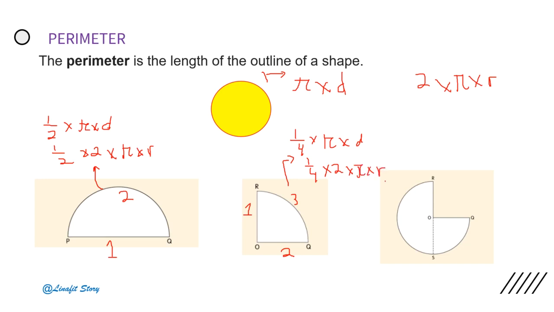Then how to get the perimeter of 3/4 of a circle? You should find the length of number 1, the length of number 2, and then the length of number 3. How to get the length of 3/4 of a circle? So 3 out of 4 times pi times diameter, or 3 out of 4 times 2 times pi times radius.